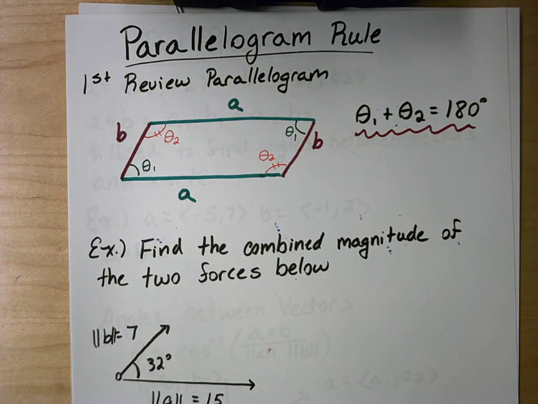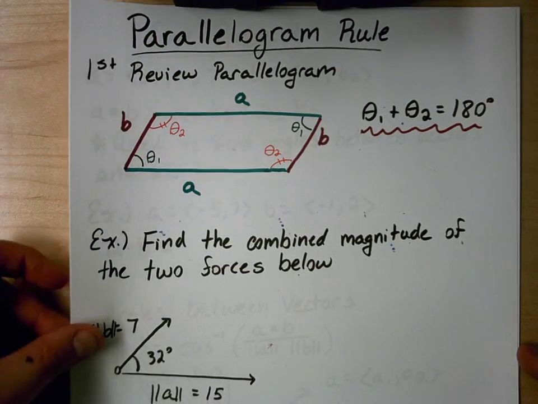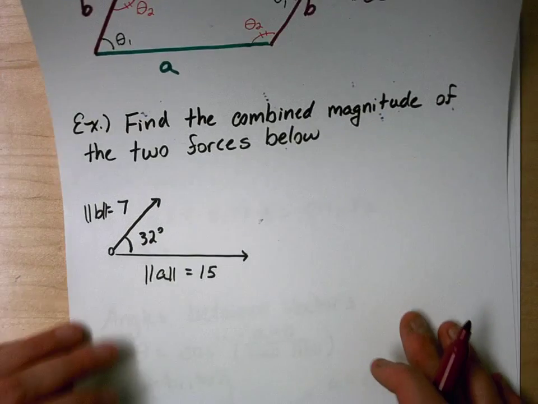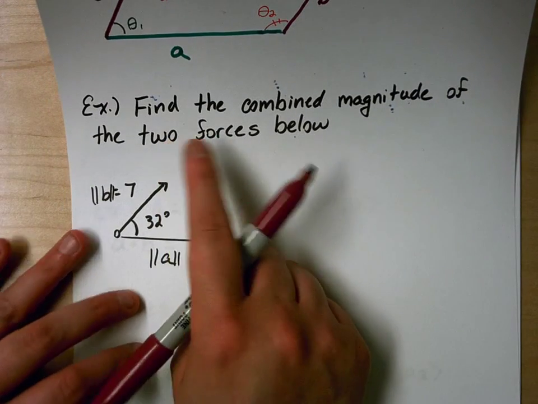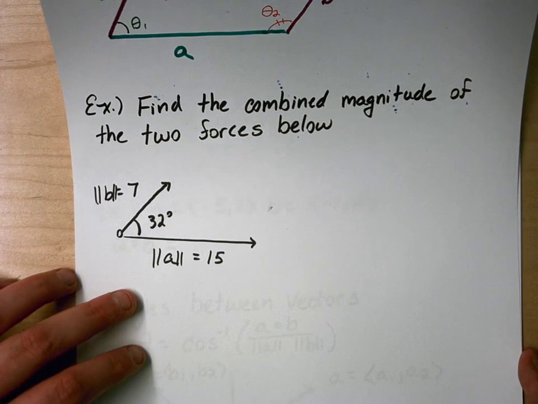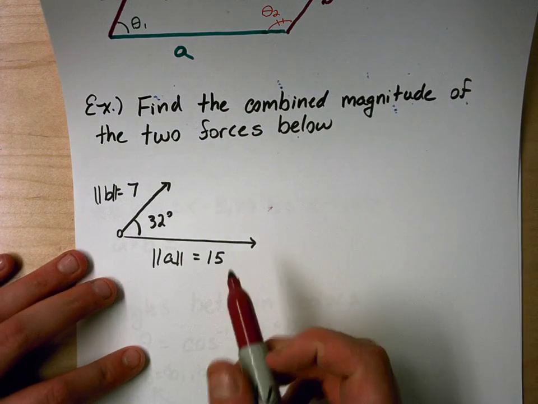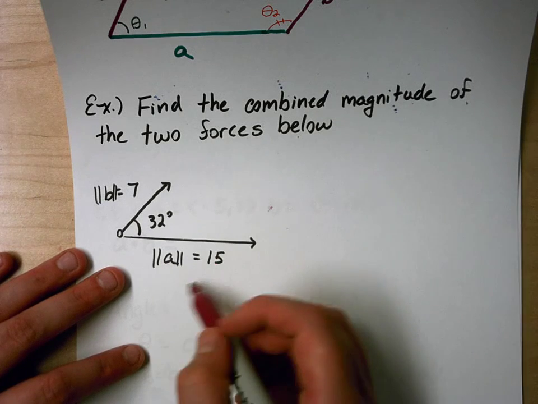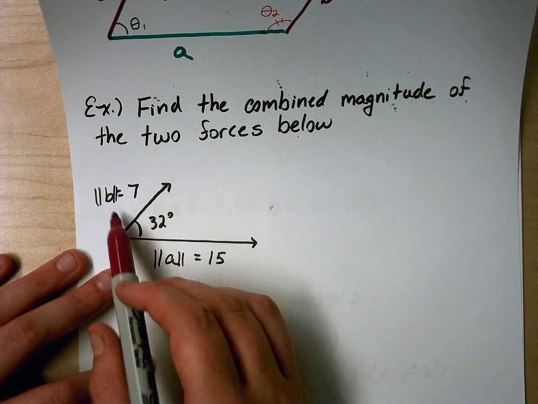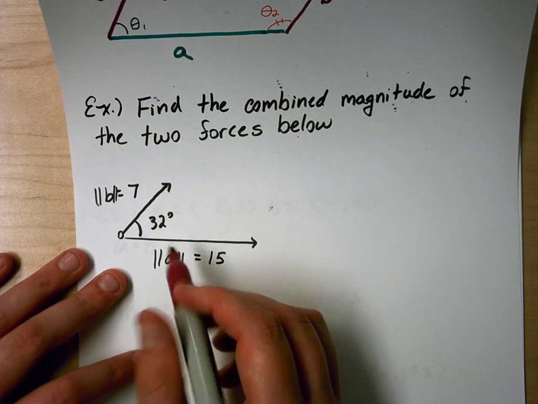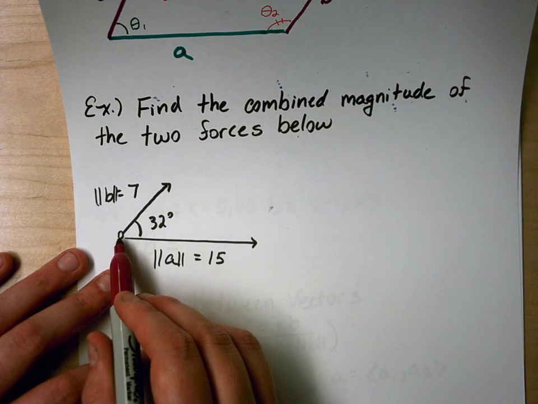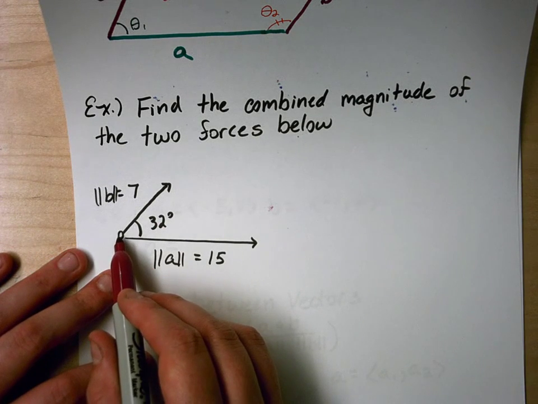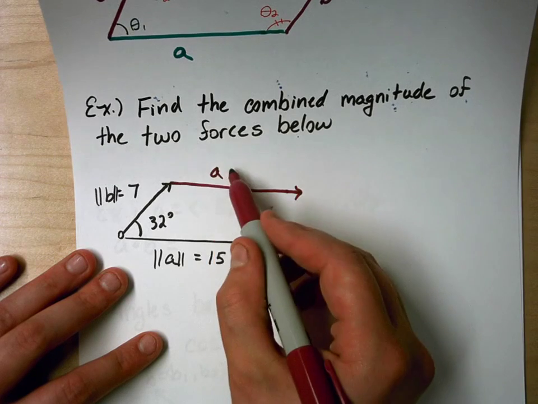All right, so like most things in this class, this is best done through an example. So let's say I was asked to find the combined magnitude of the two forces below. Right, so I know that if I'm adding A to B, or here I displayed the magnitude, that's magnitude A equals 15, magnitude B equals 7. I know if I add them together, I'm going to add the tail of A to the head of B. That's going to look like that. And this is still A, so the magnitude of this guy is still 15.